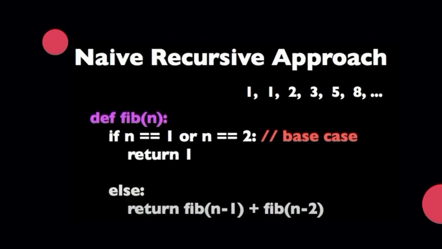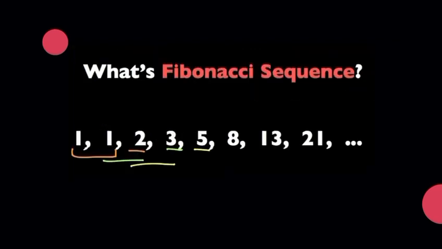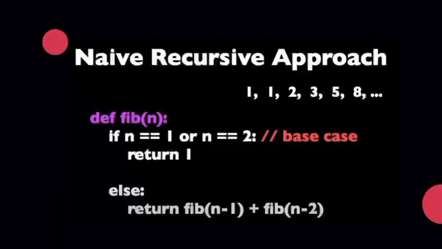The most naive approach we can think of to solve this problem is a recursive one. So in this code, I'm defining my function here as fib. And if n is equal to 1 or 2, we just return 1, which is the base case. And that corresponds to the first two elements.